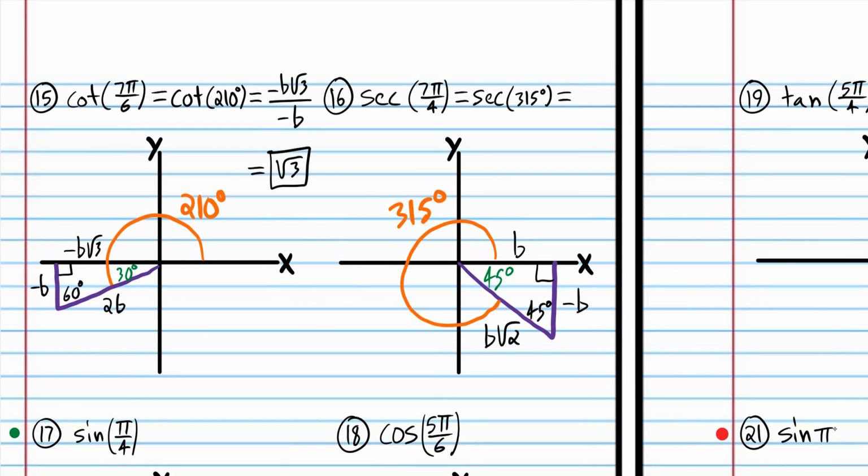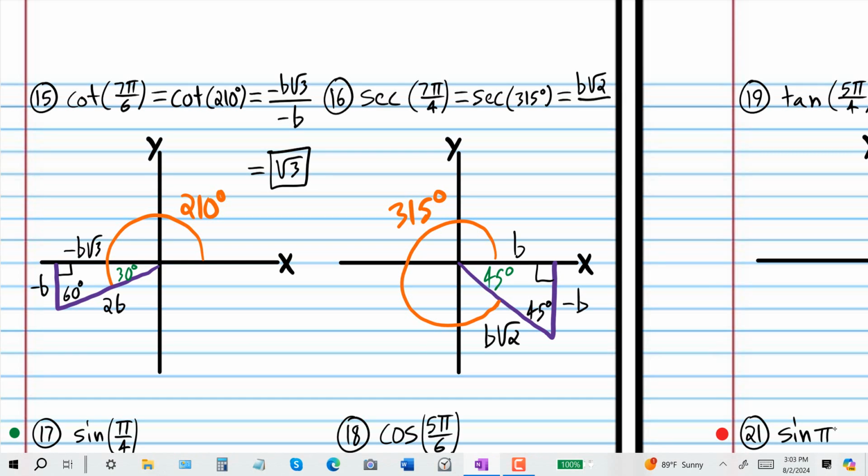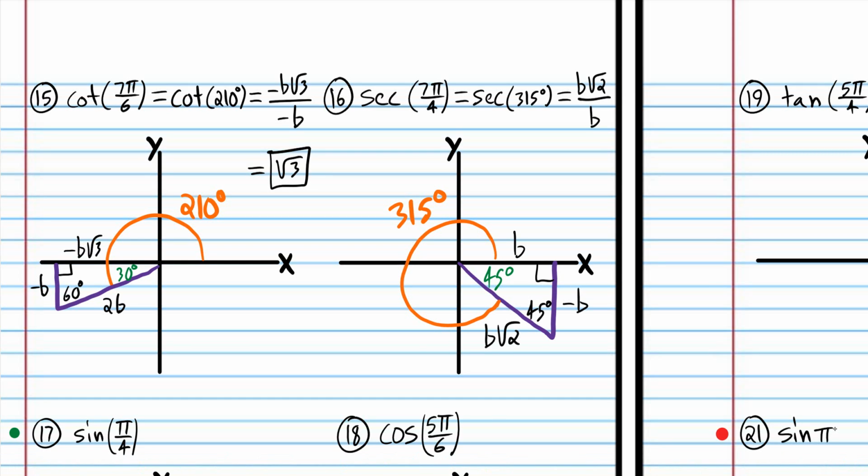So secant is defined to be the hypotenuse divided by the side adjacent the green reference angle, which is b. The b's cancel out and you're left with root 2. So there you go.